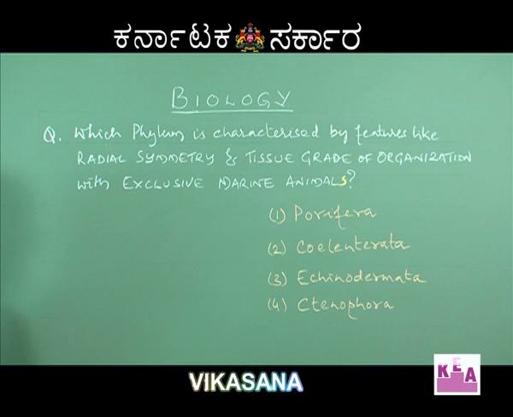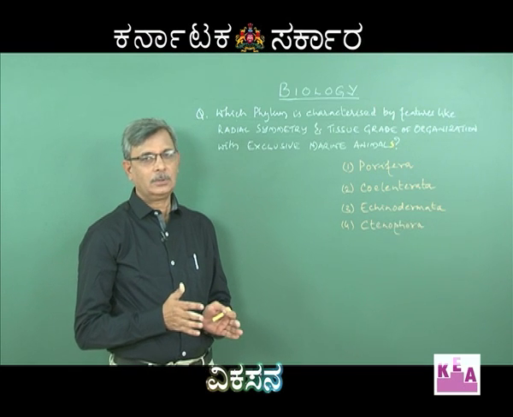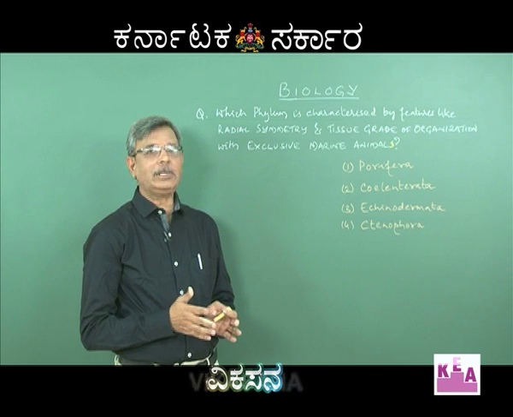Now we come to the next question. Which phylum is characterized by features like radial symmetry and tissue grade of organization with exclusive marine animals? Options are option 1 Porifera, option 2 Coelenterata, option 3 Echinodermata, option 4 Ctenophora. Let us look into the question and one by one we discuss this.